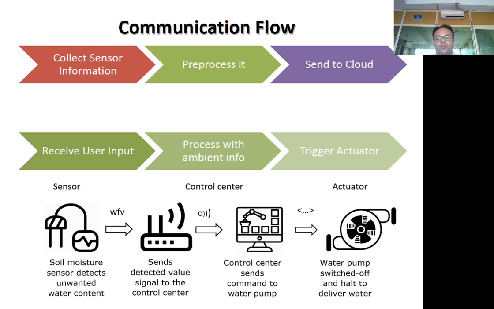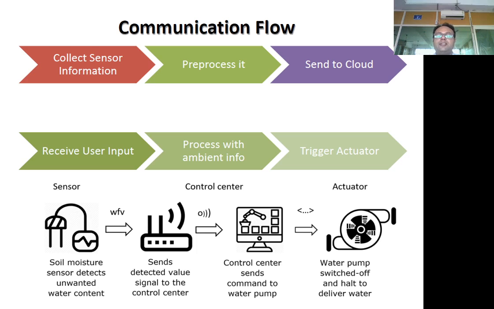So let us start with the communication flow. Let us take an example of a smart irrigation system, where you have a sensor, say a soil moisture sensor, that is able to detect the water content within the soil. In smart irrigation, some plants and crops require some level of water. If the level increases, there will be some impact on the production of those plants or crops, and if the level decreases, then again they will suffer.